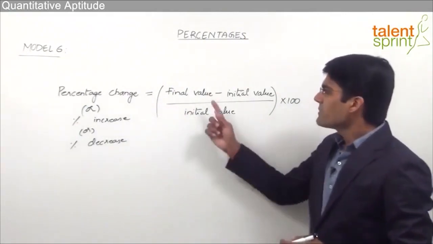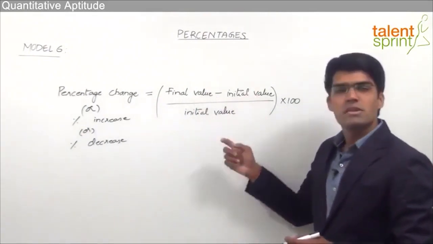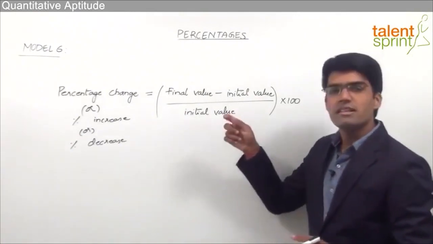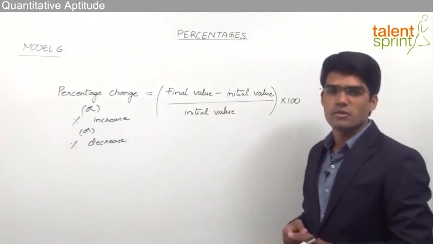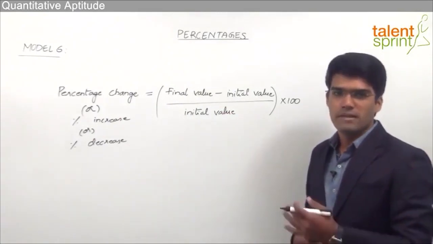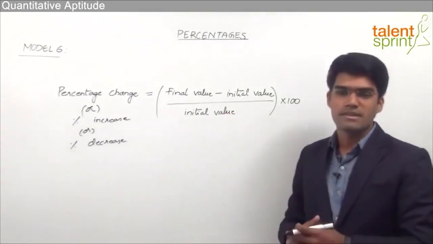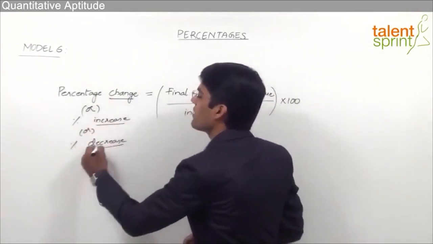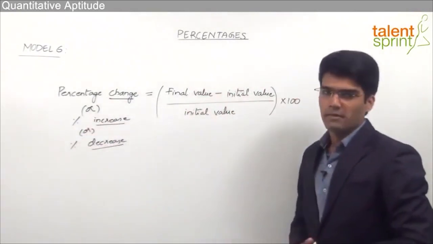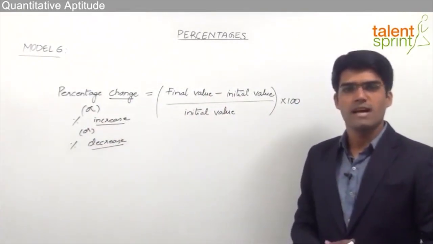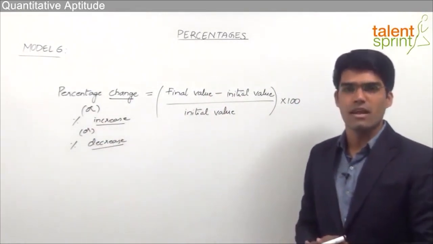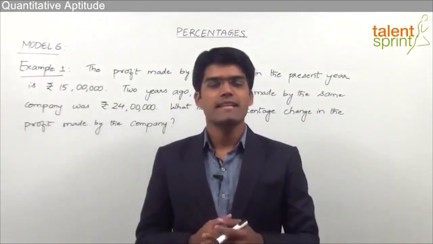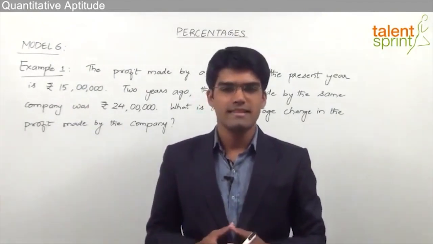For example, sometimes when we take final minus initial by initial into 100, we may get a negative answer. That negative sign indicates that the change here is a decrease. So whatever value we get, that should be taken as percentage decrease. And if we get a positive answer, then it should be taken as a percentage increase. So whenever we need to find out percentage change or percentage increase or percentage decrease, we simply go for final minus initial by initial into 100. So if the answer is positive, it is a percentage increase, and if it is negative, then it is a percentage decrease.